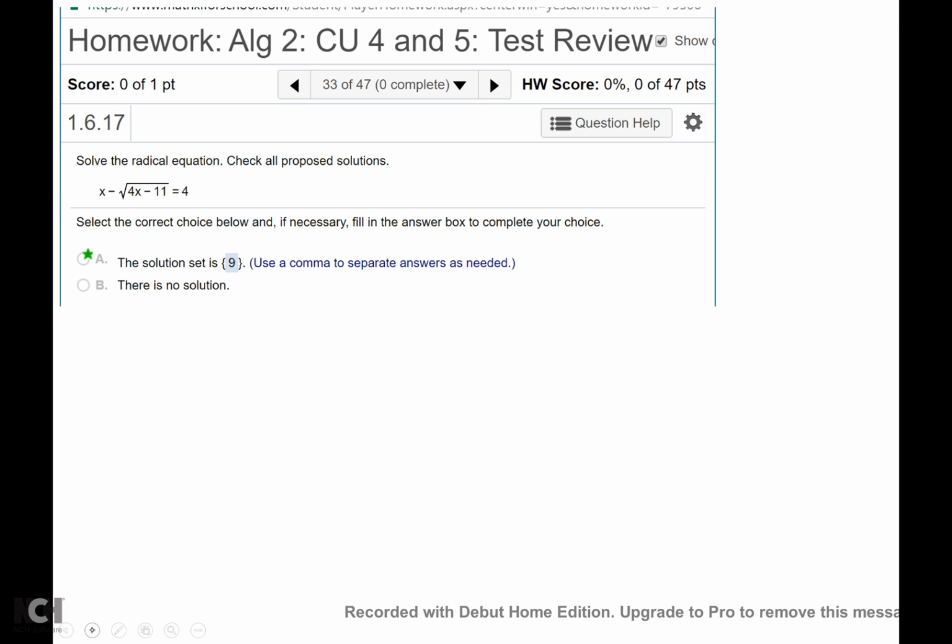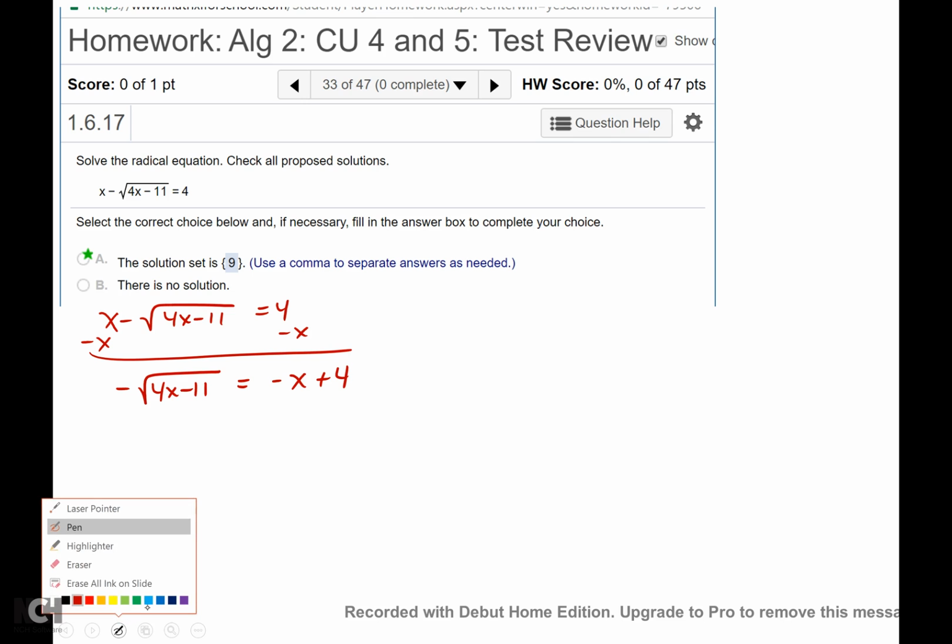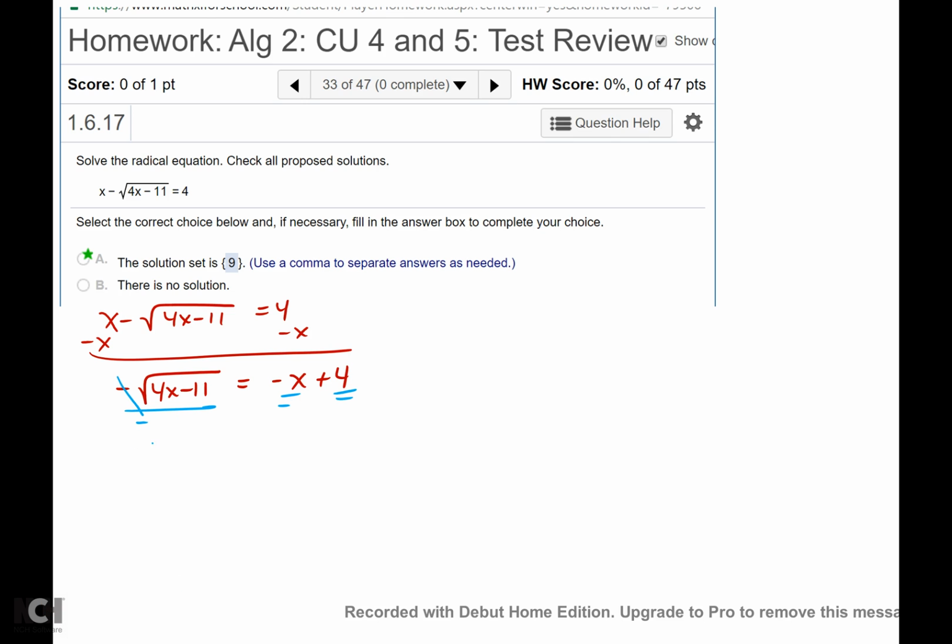Careful. Alright, solve this radical equation. To solve this one, I have to isolate the radical first. So I'm going to subtract this x, which gives me a negative square root of 4x minus 11 equals negative x plus 4. Divide by my negative, which gives me the square root of 4x minus 11 equals positive x minus 4.